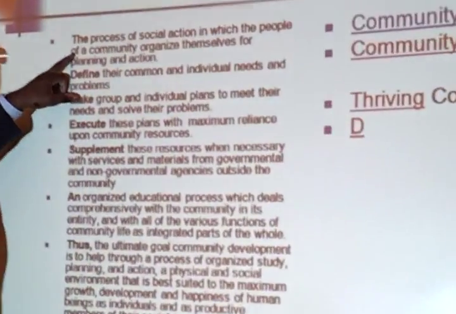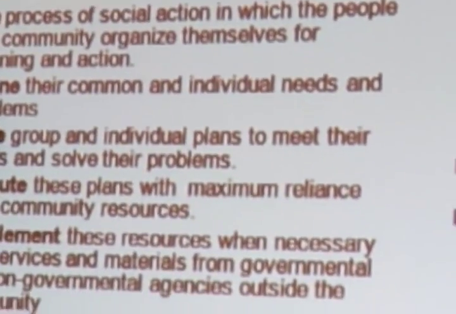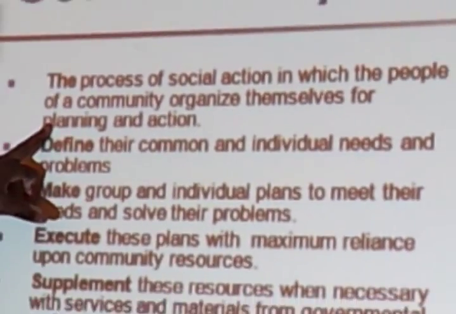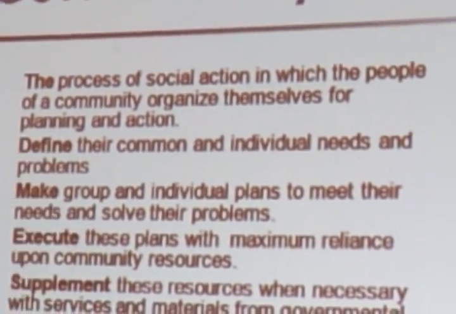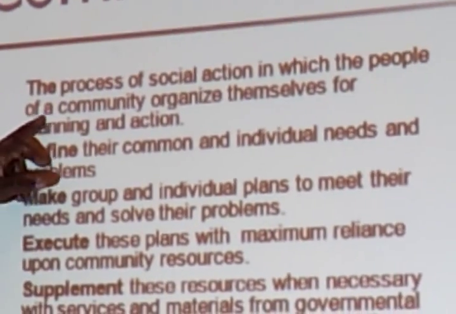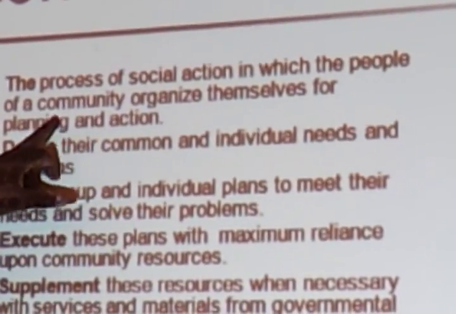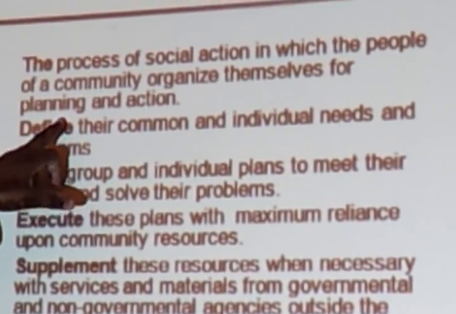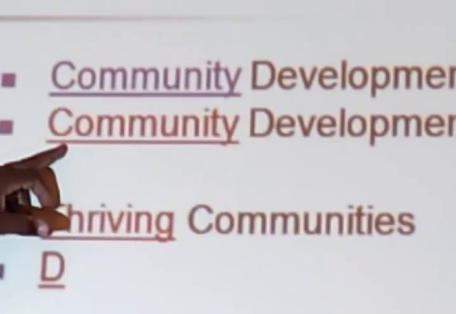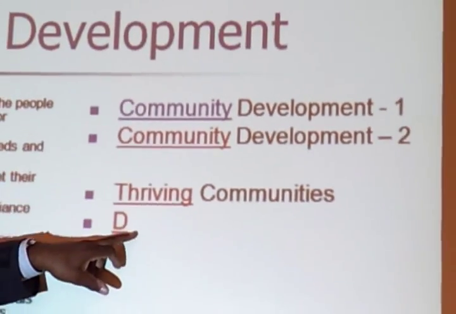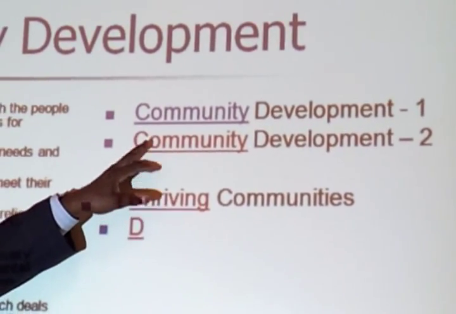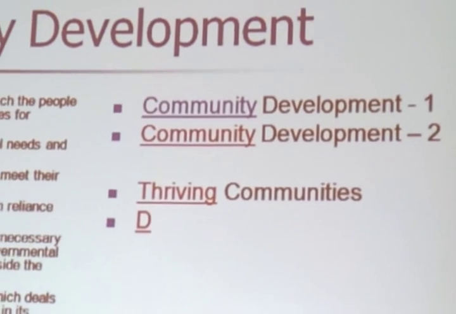Community development is the process of social action in which the people of a community organize themselves for planning and action. That's all community development is. Okay? I'll say it again. The process of social action in which the people of a community organize themselves for planning and action. And I cover community development 1, community development 2, and I also cover thriving communities. But first of all, I will give you just the basic core of agenda for community development 1.